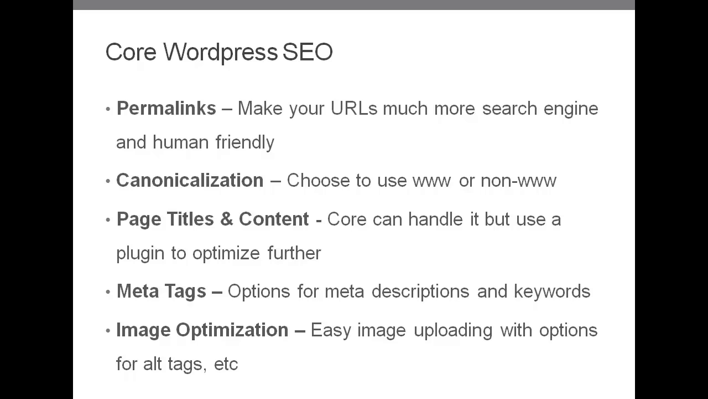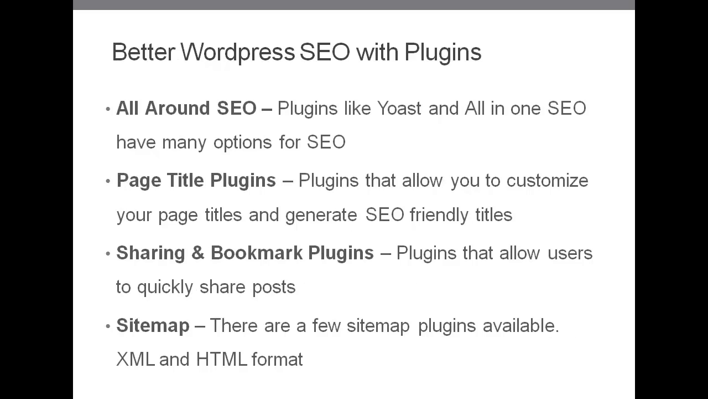Image optimization. We can upload images easily in a WordPress post, and we can attach alt tags and other attributes and information to those images. So we can get even better SEO with WordPress plugins. This is just a few of the different types we can look for. First, we have all-around SEO plugins like Yoast and All-in-One SEO. That's actually the name of the plugin, and you can basically do a whole bunch of things as far as changing page titles or keywords or just anything really to do with SEO.